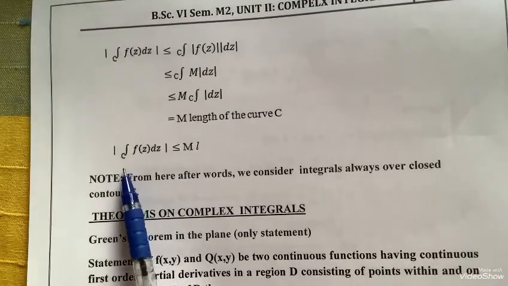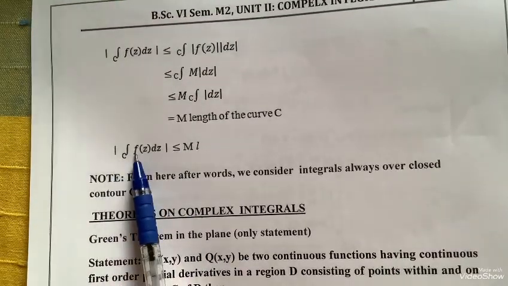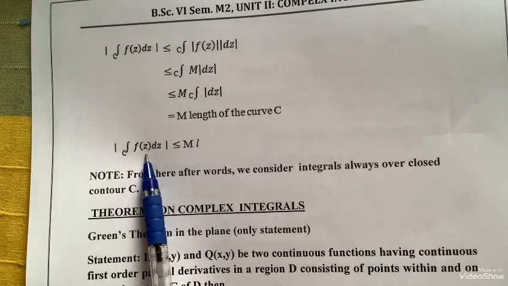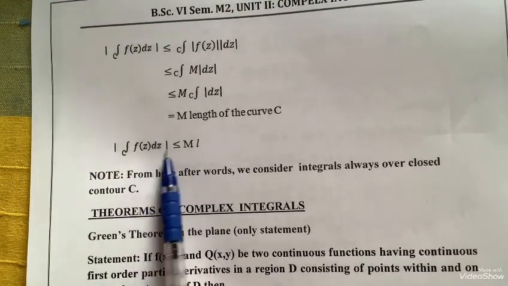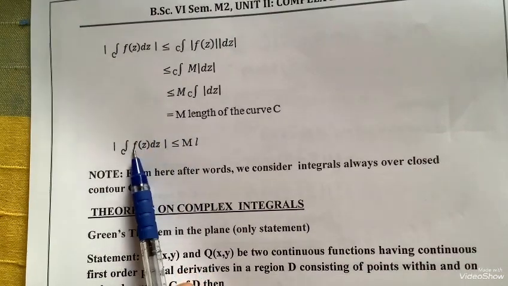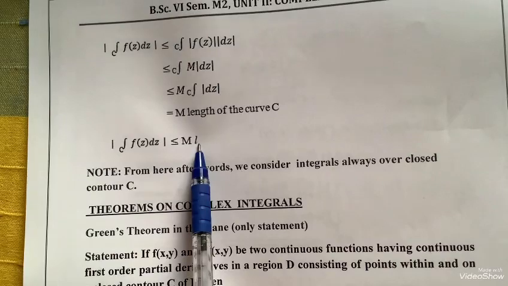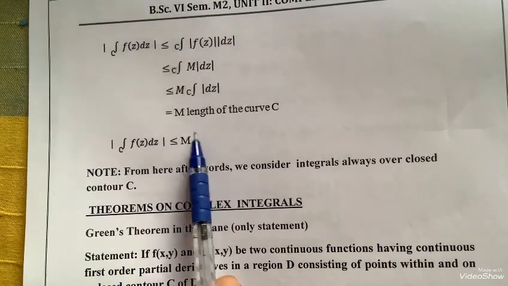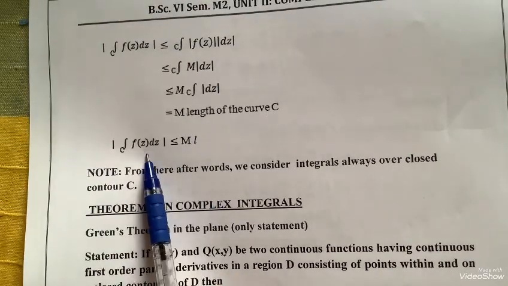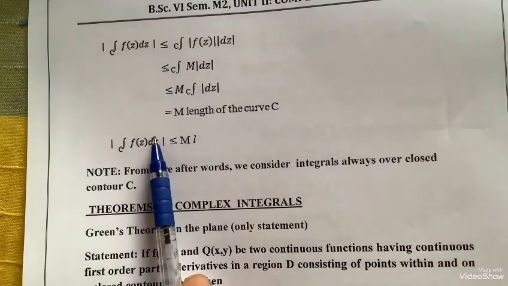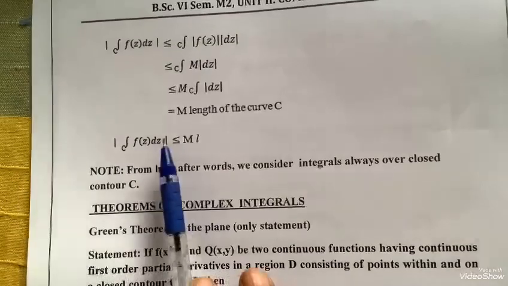Therefore, in this way, mod of integration f(z) dz is always less than or equal to M into L if the function f(z) is bounded. It is called the upper bound of the integral, meaning this integral is less than or equal to some finite number, and hence M into L is an upper bound for this. That is why this theorem is sometimes called the upper bound of an integral.